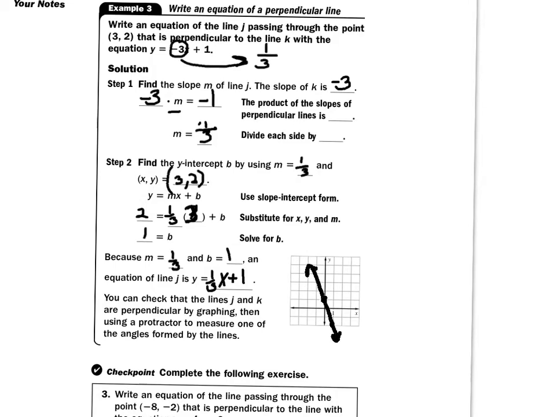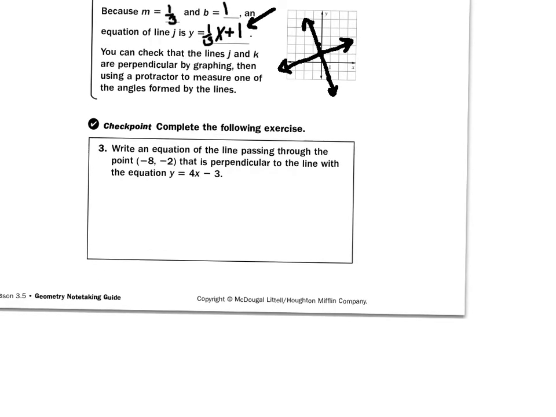For the line I just made, I'm going to put another dot at 1, because its b was also 1. I'm going to go up 1, over 3, 1, 2, 3, and then come down here. It looks perpendicular to me. Does it go through the point (3, 2)? 1, 2, 3, 1, 2? Sure does, right here. So we are good. Okay, checkpoint. Go ahead and do this checkpoint. Start again when you're done.